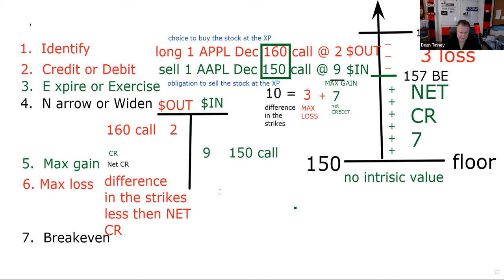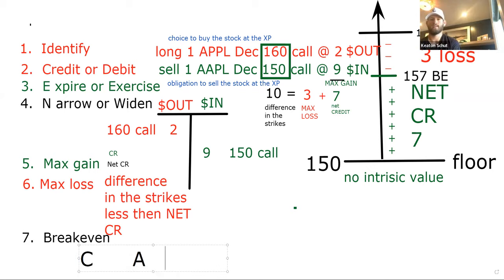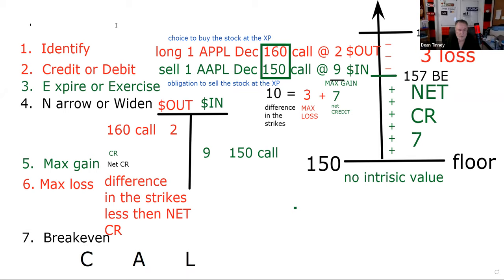All right. So we have a memory aid device that helps us remember how to get breakevens in call spreads. And that memory aid device is? CAL. Add to the lower. That's right. So we're going to take the lower strike, which in our example, let me just finish getting our mnemonic up here.